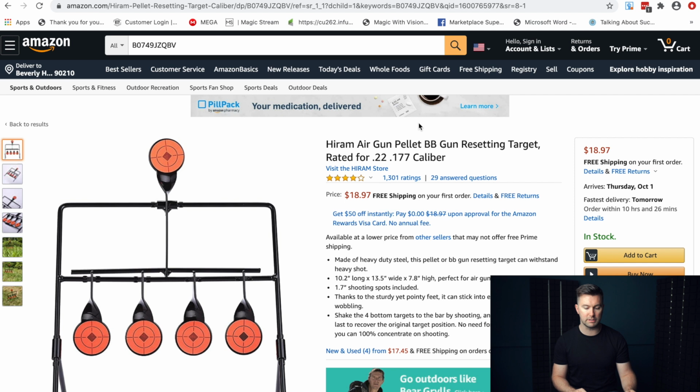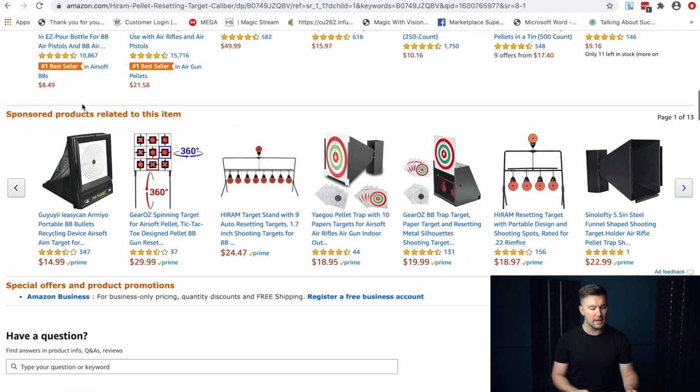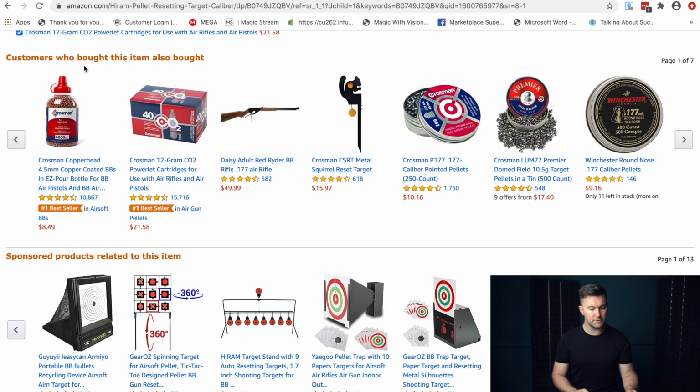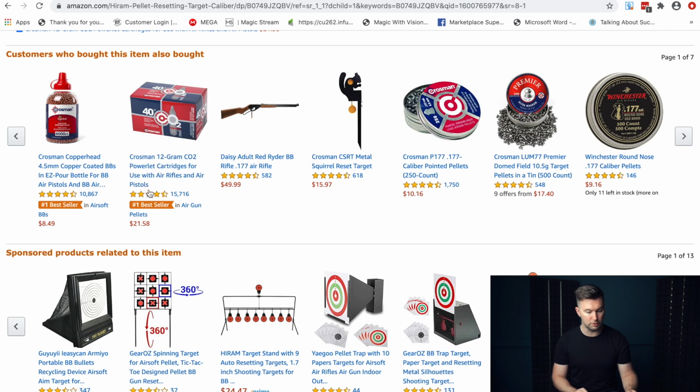Now, obviously, you can research the resetting target yourself as a product on its own, but the real strategy is when we scroll down here and we start looking at two things. We have customers who bought this item also bought. We've got those, and we've got sponsored products related to this item. Now, we typically use these ones, but if this is available as well, it's great because you've now got a dual strategy here where you can look at different products.